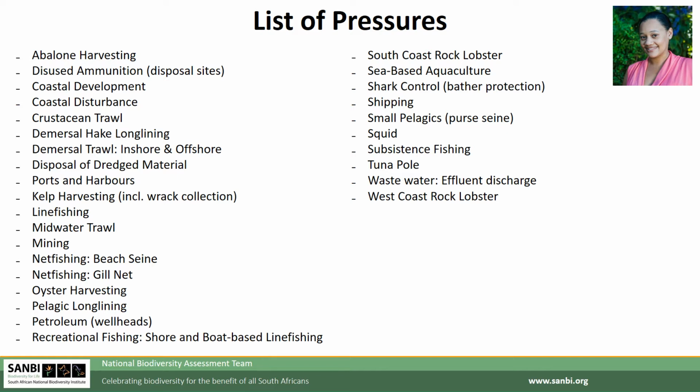In South Africa, we recognize there are many pressures on biodiversity. In the last NBA, we recognized 31 pressures in the assessment and collated data, including spatial data, from different sources on each one in order to develop maps.